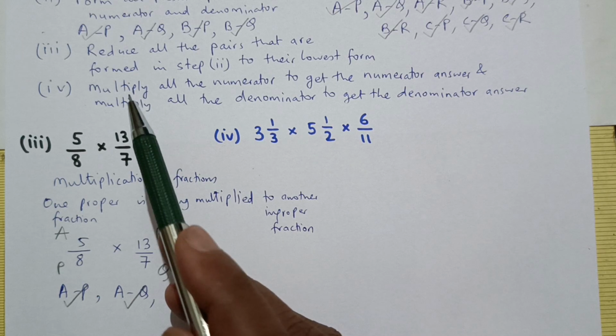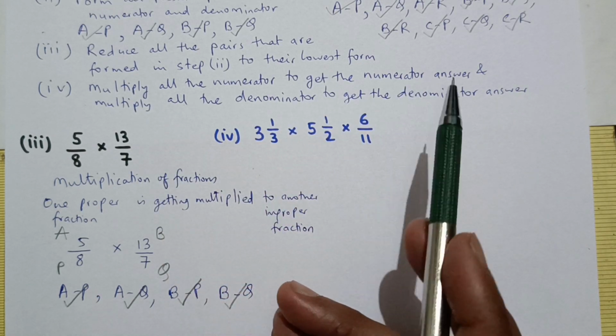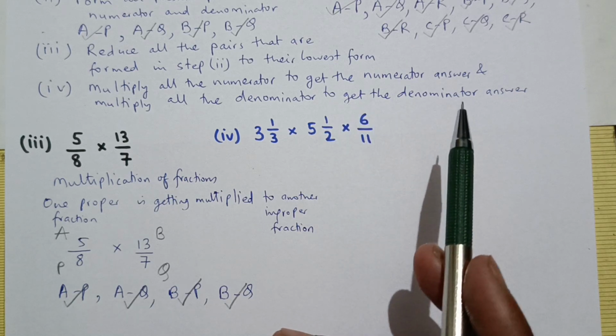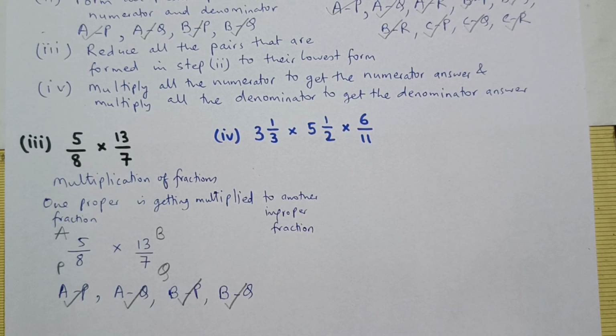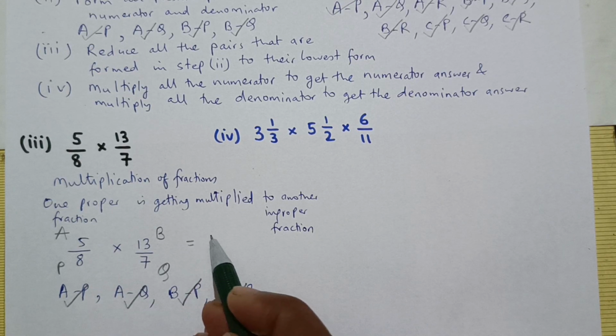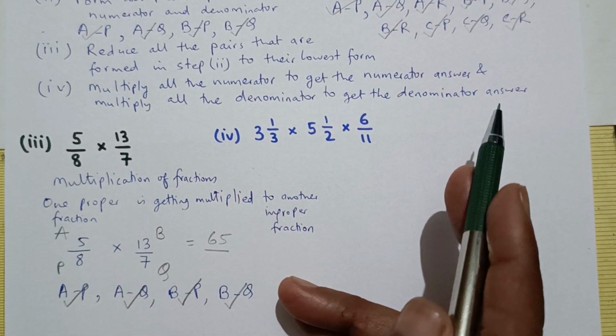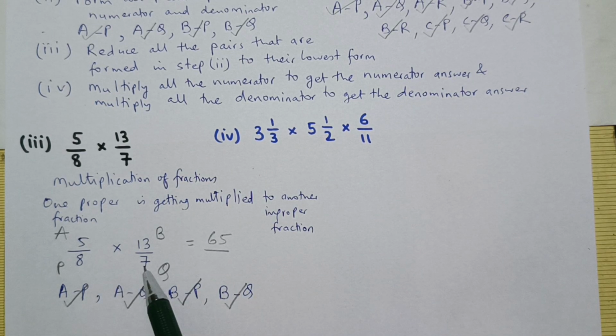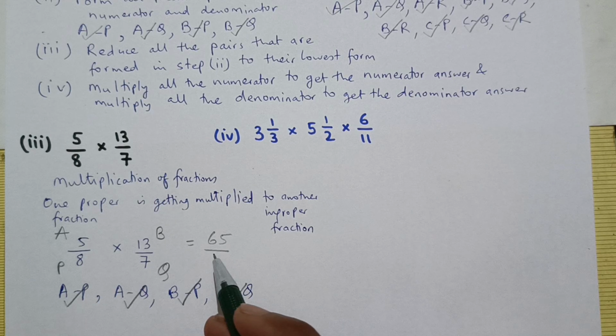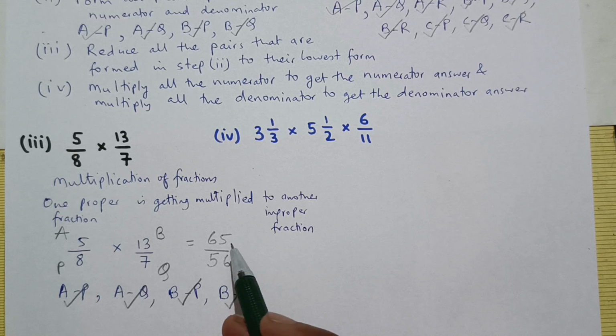Now step number 4 is multiply all the numerators to get the numerator answer and multiply all the denominators to get the denominator answer. So first let us multiply the numerators. 5 into 13 is 65. So the numerator answer is 65. Now let us multiply all the denominators. 8 into 7 is 56. So the denominator answer is 56. So 65 by 56 is the answer for question number 3.